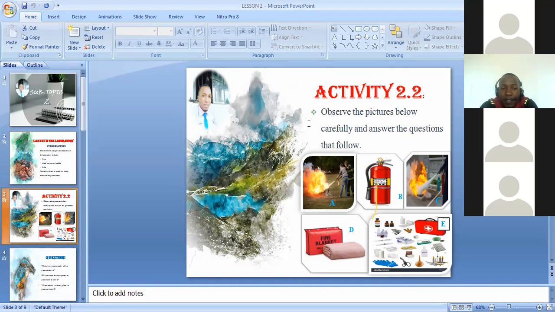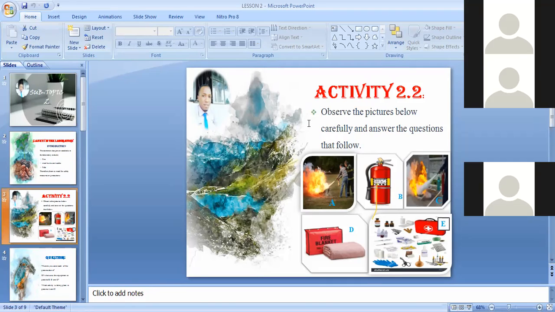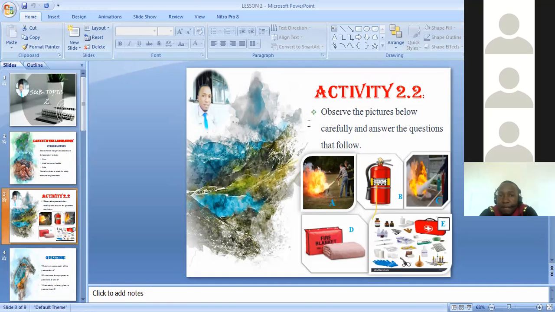You're giving us the use of the equipment in picture B, Pretty. A fire extinguisher is used to put off fire.